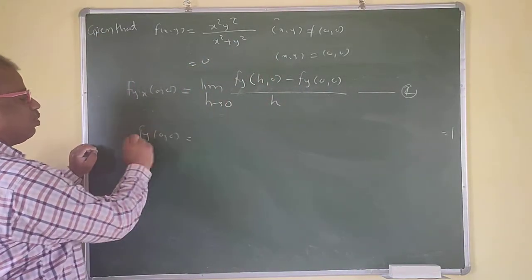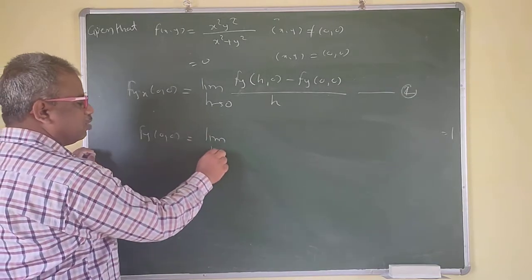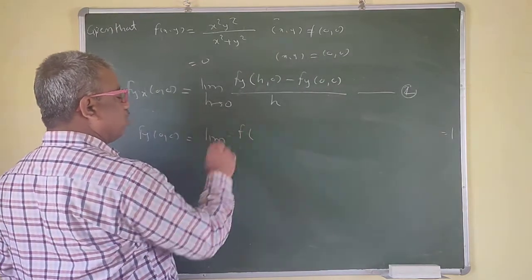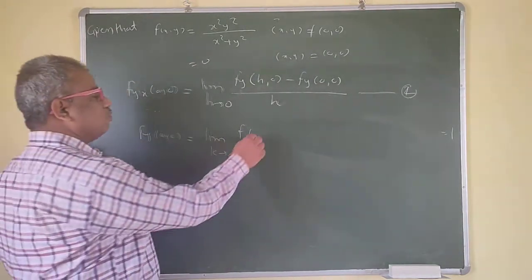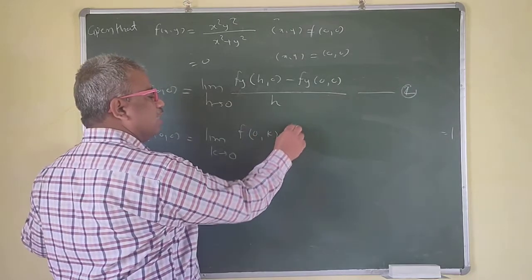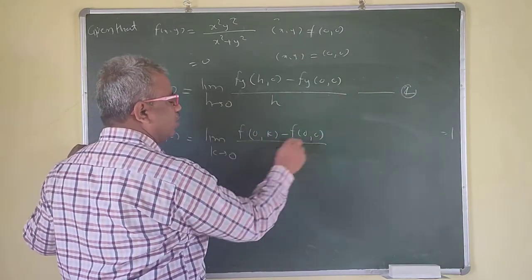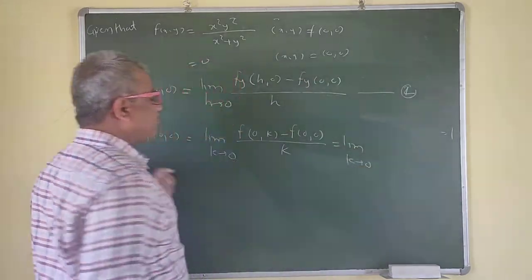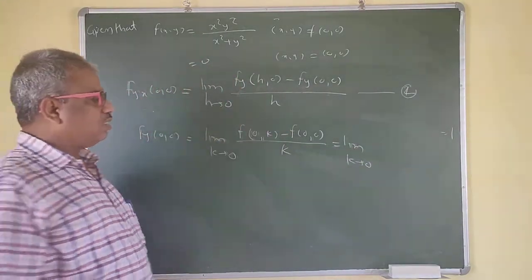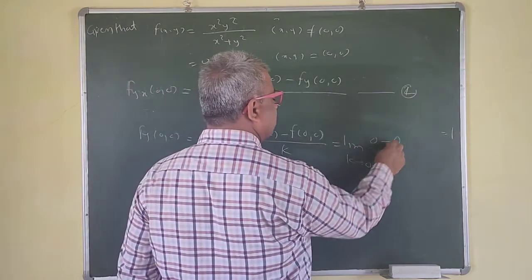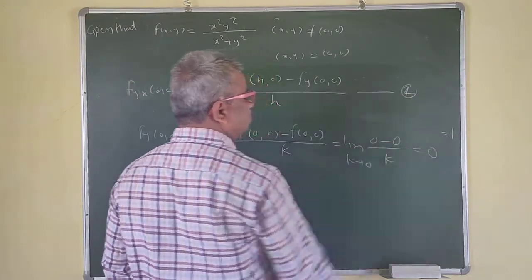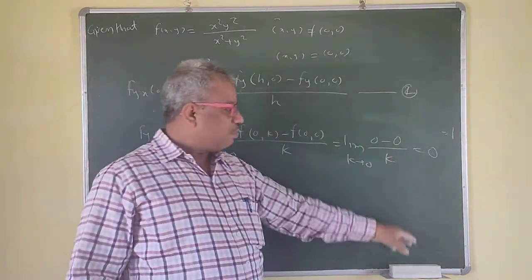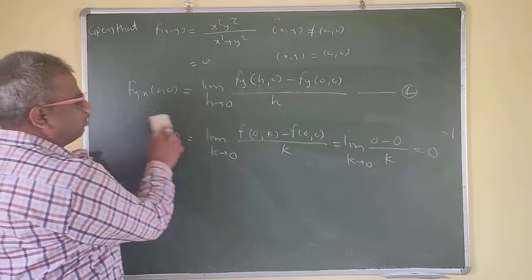So fy(0, 0). Now this is the usual formula. We are differentiating with respect to y, so we'll take the limit as k tends to 0. Increase your y coordinate of f by k. So this is f(0, k) minus f(0, 0), upon k. Now, one of the arguments is 0, so f(0, k) is directly 0, and f(0, 0) is 0. So this will be 0. We have the value of fy(h, 0) and the value of fy(0, 0). We will put both the values in the earlier formula.